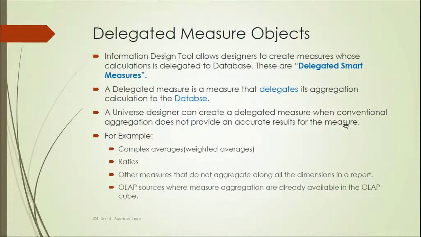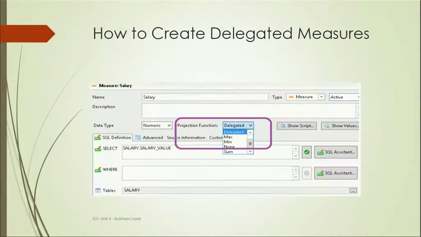for the measures. For example, complex averages, such as weighted averages, which may not be computed with the conventional aggregation provided in the tool. Then ratios, if we want to find ratios. Then other measures that do not aggregate along all the dimensions in the report. Then OLAP sources, where major aggregations are already available in the OLAP cube. So in an OLAP cube the aggregation is already there, so it is not required in the information design tool, and that can be delegated to the OLAP cubes.